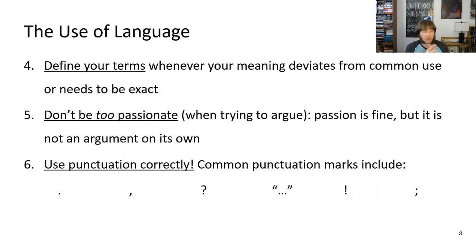Question mark. Use that when you pose a question, right? So if you pose a question, make sure you punctuate it with a question mark, not a period. If it's not a question, don't use the question mark. I know it's pretty obvious, but it's still worth saying.